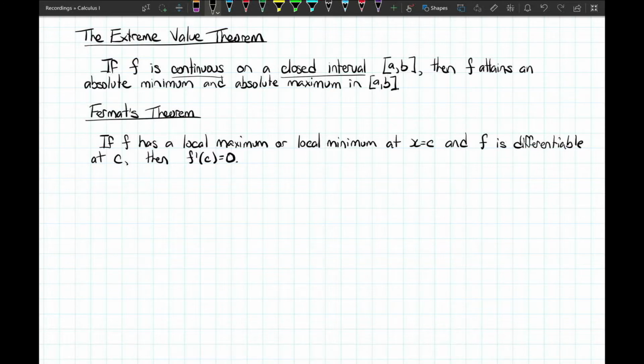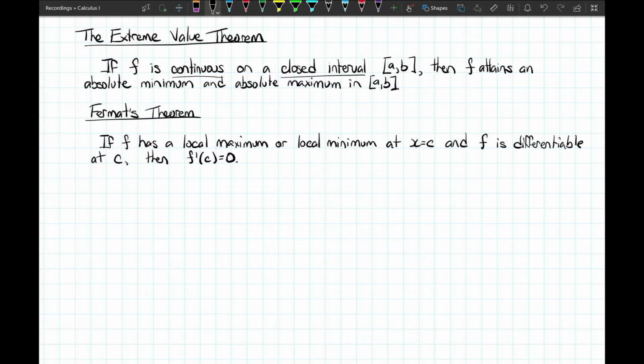Fermat's theorem says that if f has a local maximum or a local minimum at some value x equals c, and if it is a differentiable function at c, then the derivative must equal 0. Which kind of makes sense, because if a function is differentiable, there's really only three options for the derivative. It's either positive, but that would mean increasing. Decreasing would be a negative value. Or case number 3, it has to be 0. Well, we can't get to a local maximum or a local minimum if we're still increasing or decreasing, so it kind of falls down to this. The derivative has to be equal to 0 at a local or even an absolute maximum or minimum value.